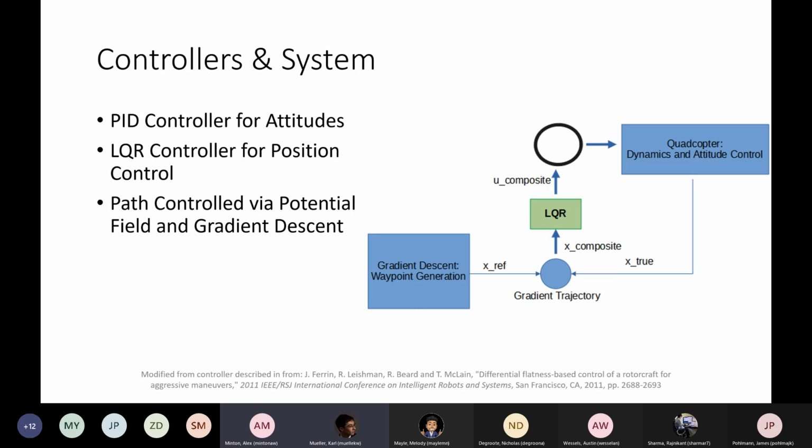So this is a simplified version of our control system. As you see in the top right blue box, we have a PID controller for attitude control. In that, I'm not sure if that's green or yellow box, has LQR controller, which basically is our differential flatness controller, as we had done in class, but it's a little bit different as far as how we track the X position. And then we have the gradient trajectory, which Karl will touch on later, as well as the generation of the waypoint and the gradients, as you see on the left box.